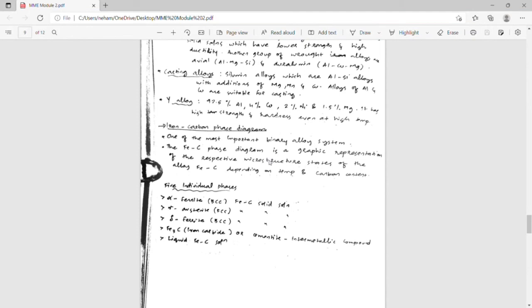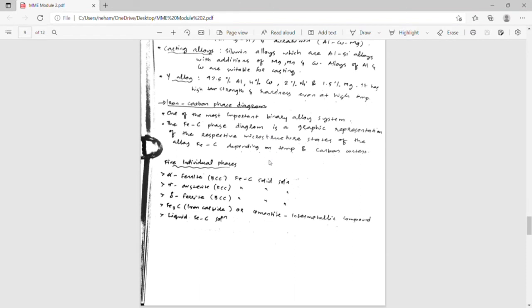Casting alloys. Silumin alloys, which are aluminum silicon alloys with additions of magnesium, manganese, and copper. Y alloy: 92.5% aluminum, 4% copper, 2% nickel, and 1.5% magnesium. It has high strength and hardness even at high temperature.